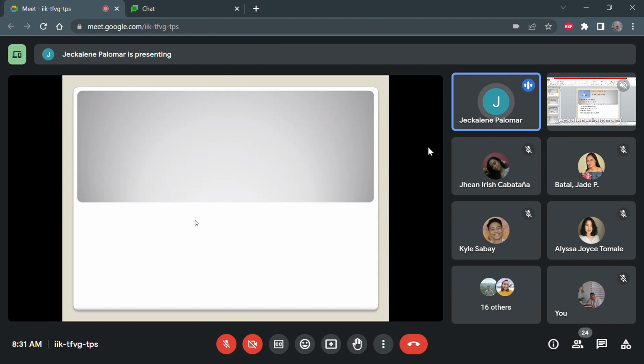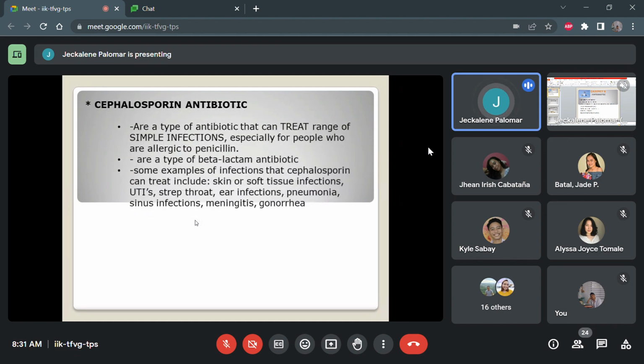So let's go to the second class of antibiotics: cephalosporin antibiotics. Which category do they belong to: restricted, monitored, or permitted? Permitted. I think it belongs to monitored. For the cephalosporins, it can be permitted, and it can also be monitored, but not restricted.